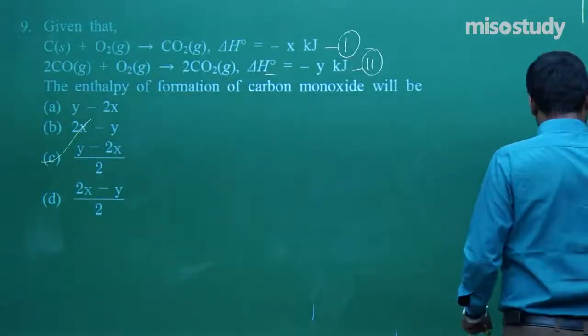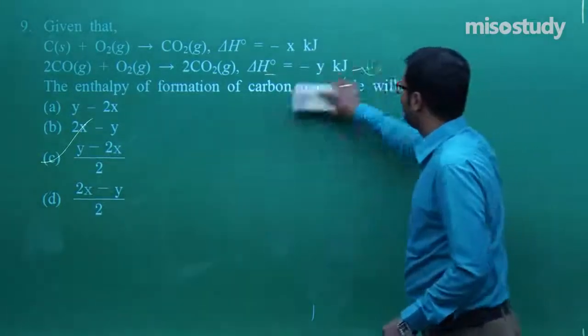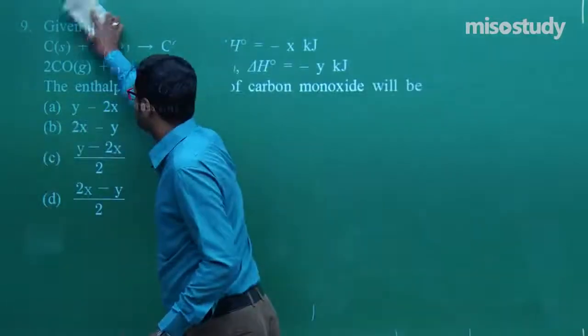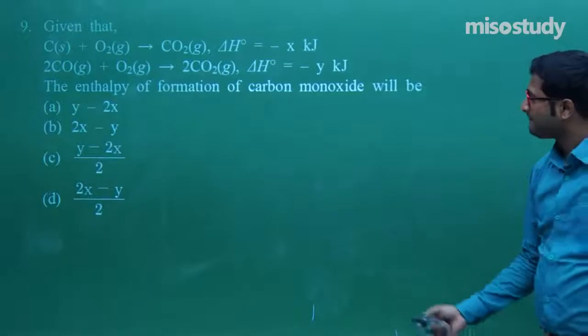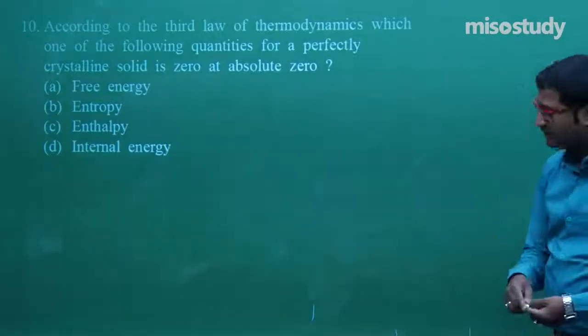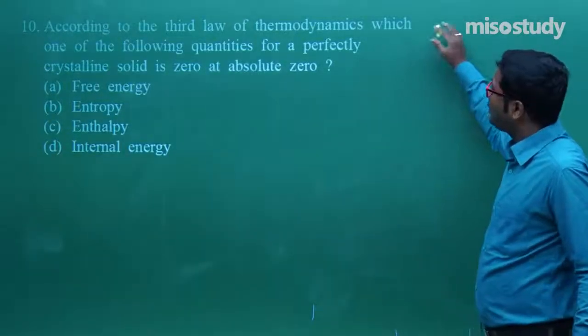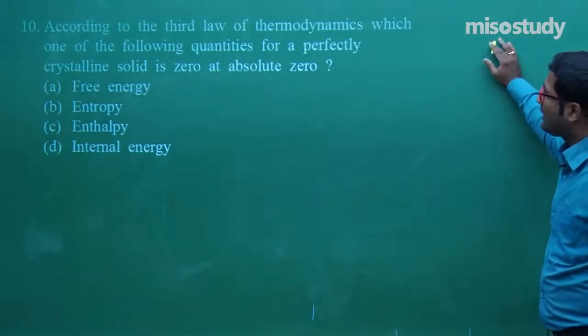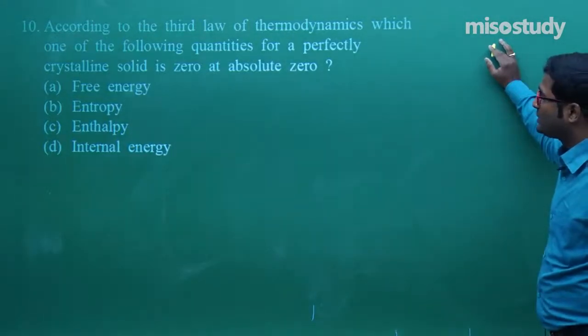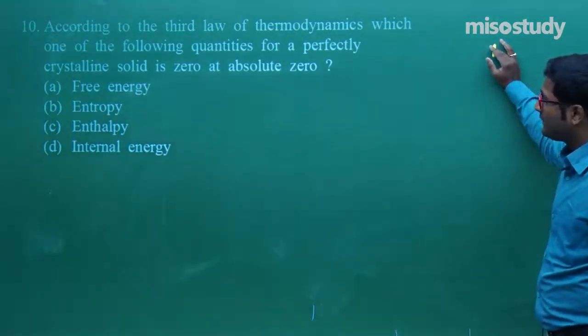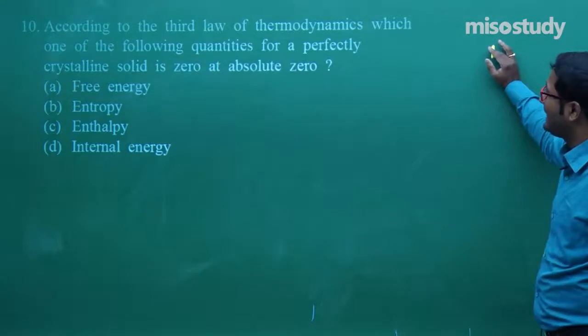Wait for a moment. Give me a few seconds. You can easily solve such kind of questions. Now, this is question number 10. According to the third law of thermodynamics, which of the following quantities for a perfectly crystalline solid is zero at absolute zero? Free energy, entropy, enthalpy, or internal energy.